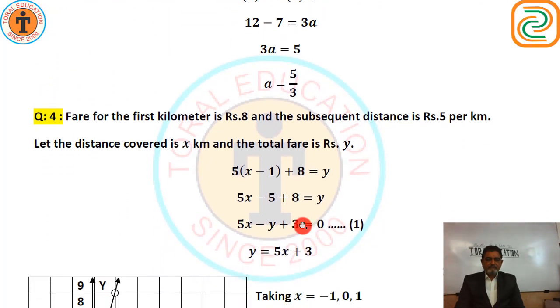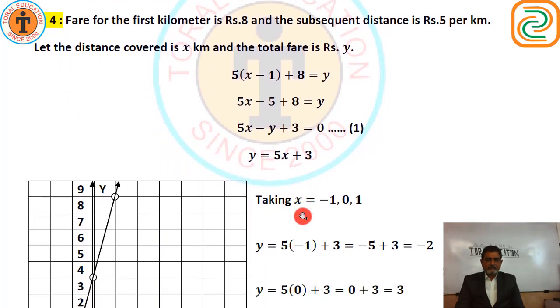Now question number 4. Look at this question. First read the question. I am reading the question now. The taxi fare in a city is as follows. For the first kilometer, the fare is rupees 8, and for the subsequent distance, it is rupees 5 per kilometer. Taking the distance covered as x kilometer and total fare as y rupees, write the linear equation for this information and draw its graph.